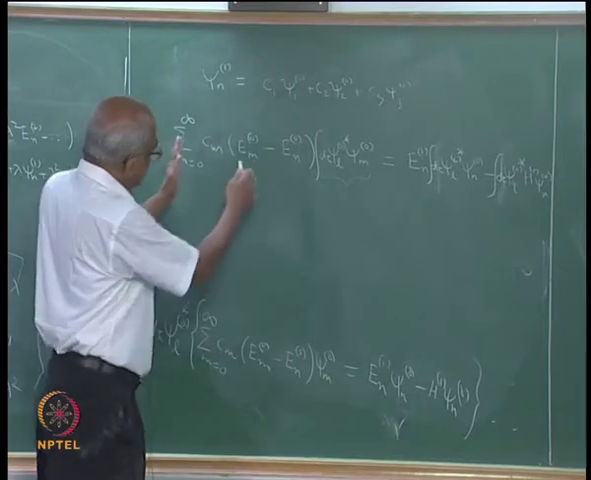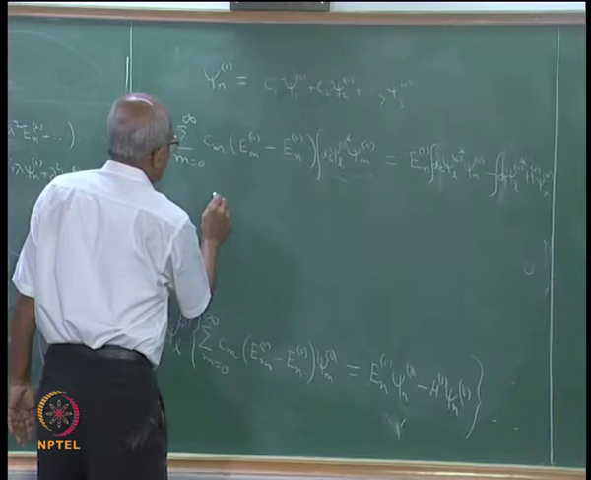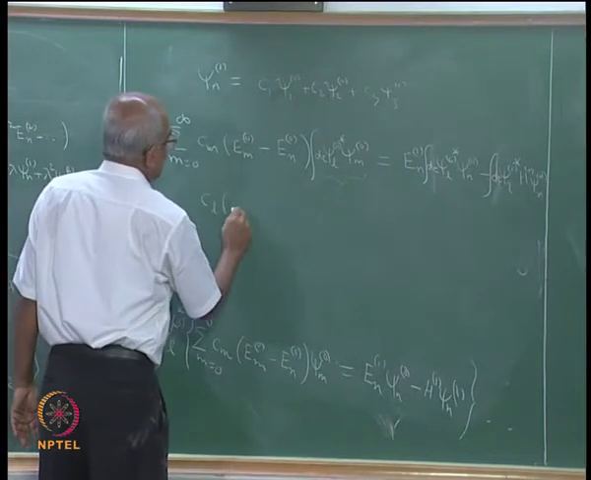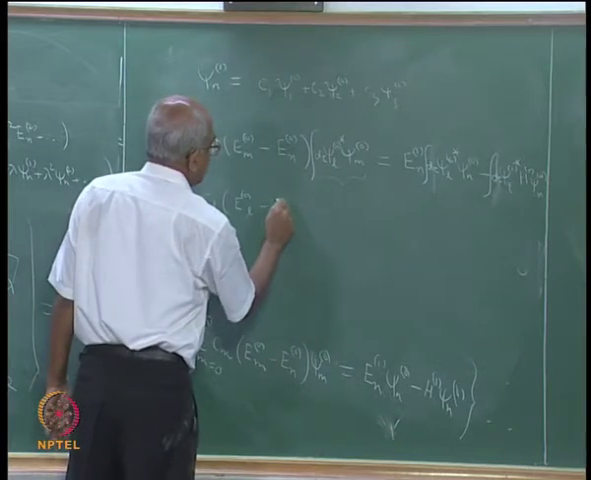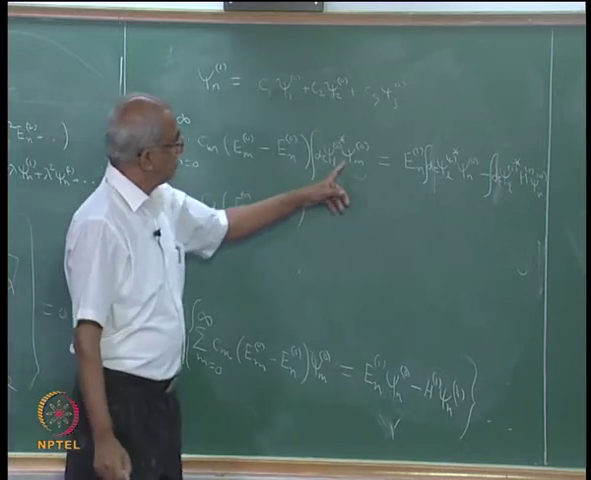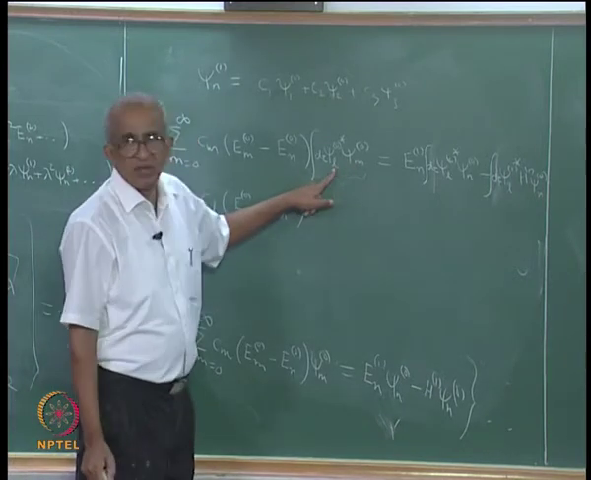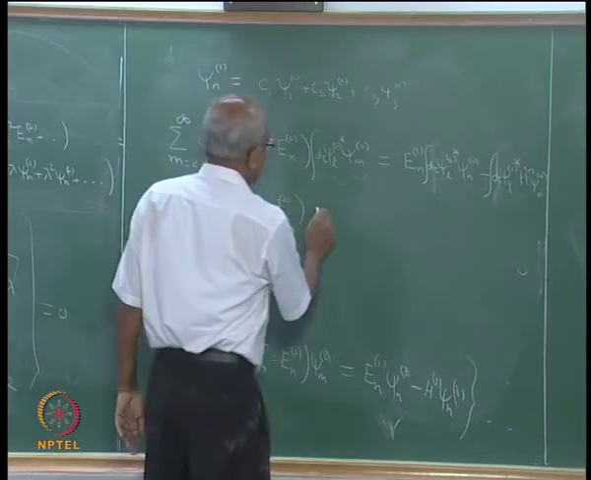So, therefore, I need to write only that term, all the other terms are 0. So, if m is equal to L, what will happen? I will have CL (E0 L minus En0 L), and if m is equal to L, what will happen to this integral? It is unity. So, therefore, that is one.